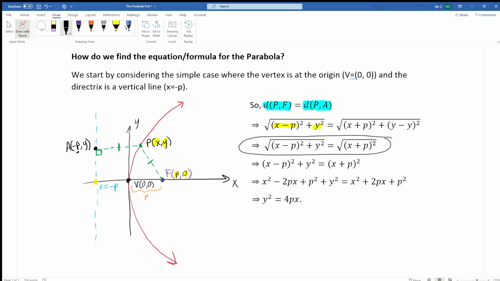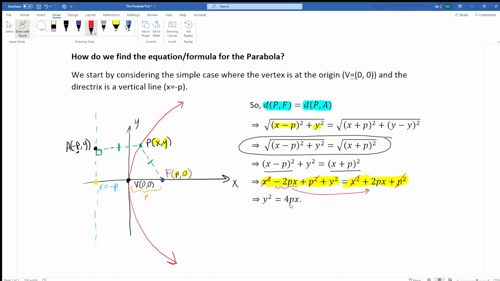By squaring both sides of the equation, we get rid of our square roots. And now when we take these binomials and multiply them out, we get the following: x squared minus 2px plus p squared plus y squared on the left-hand side, and x squared plus 2px plus p squared. Now we see that the p squareds cancel, the x squareds cancel, and when I take my negative 2px and add it to the other side, I end up with y squared equals 4 times p times x.